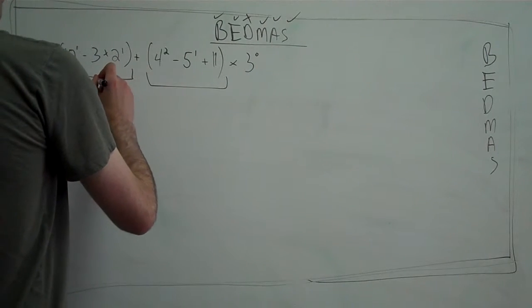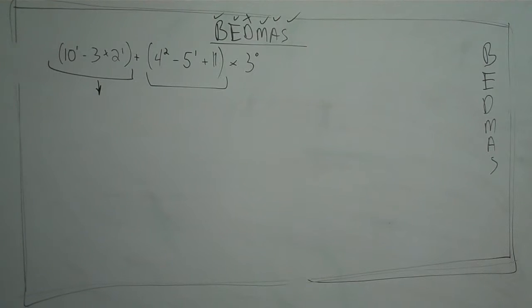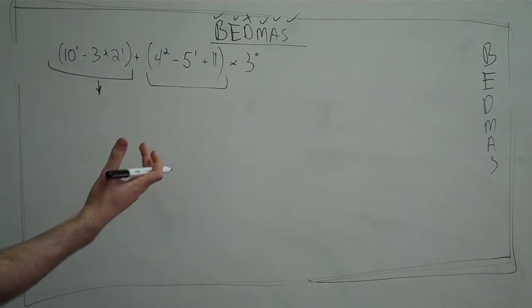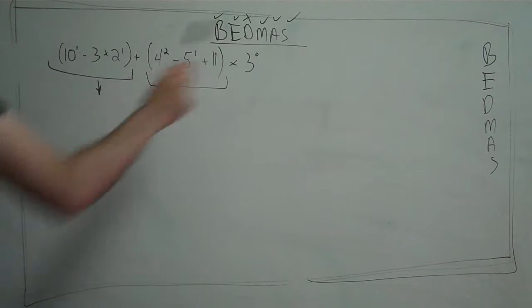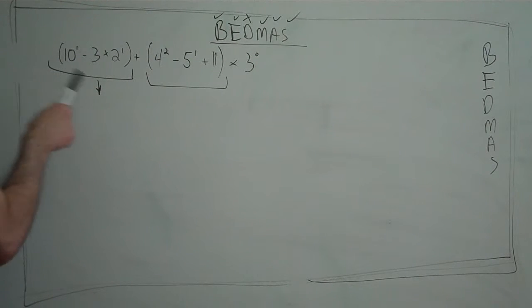Okay, so we'll do this one first. Now, inside the brackets, we have some different things going on. We have exponents that I see, so that's next on our list. We've got to tackle those first. Then we have a multiplication and a subtraction. So let's look at the exponents first, because that's on our list.